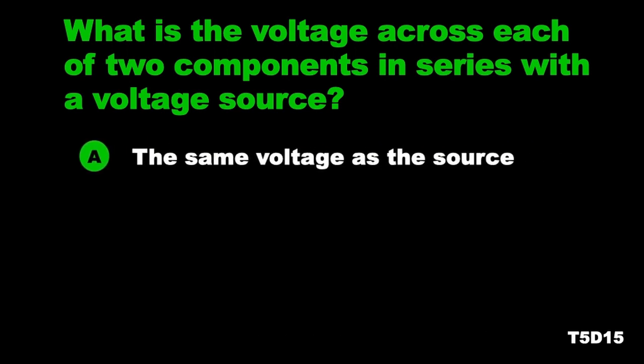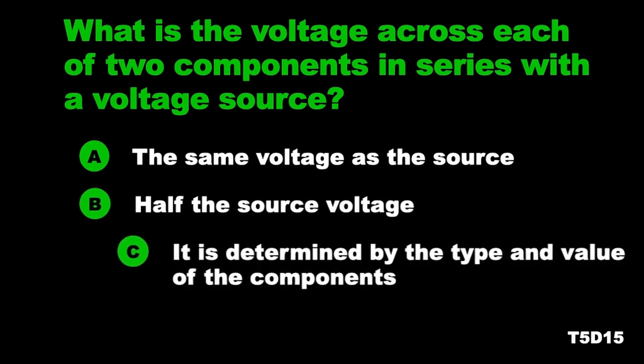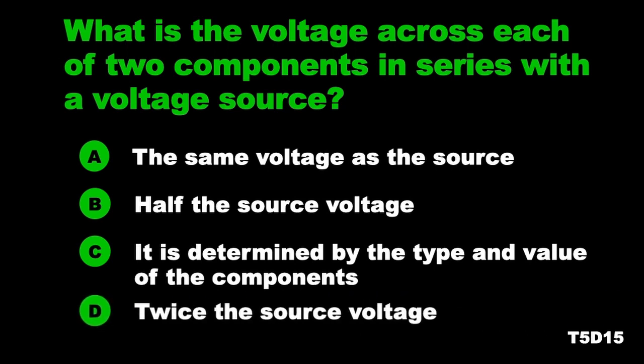What is the voltage across each of two components in series with a voltage source? A, the same voltage as the source. B, half the source voltage. C, it's determined by the type and value of the components. And D, twice the source voltage. Well, I know we can rule out twice the source voltage because that would be awesome. If you could just connect a component and get more voltage. But it doesn't happen that way. So I would say A, the same voltage. Oh, wait, no. Sorry. B, half the source voltage.